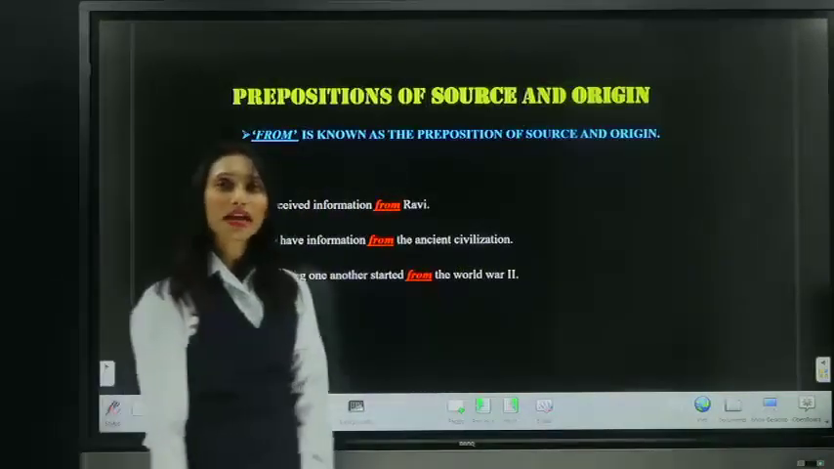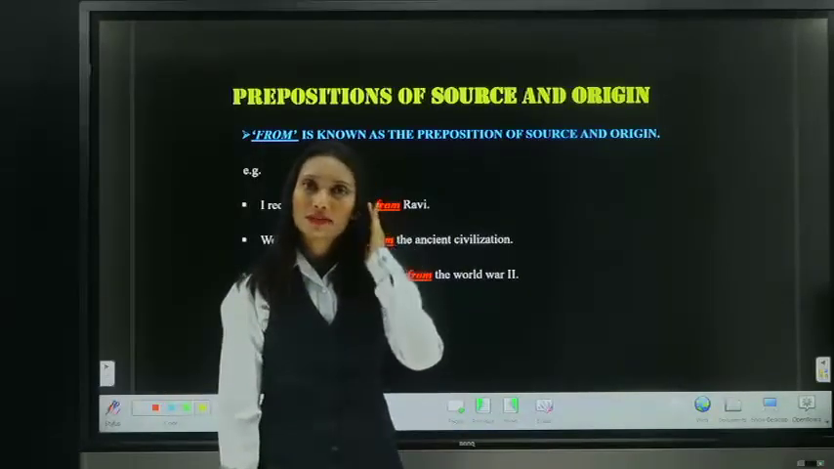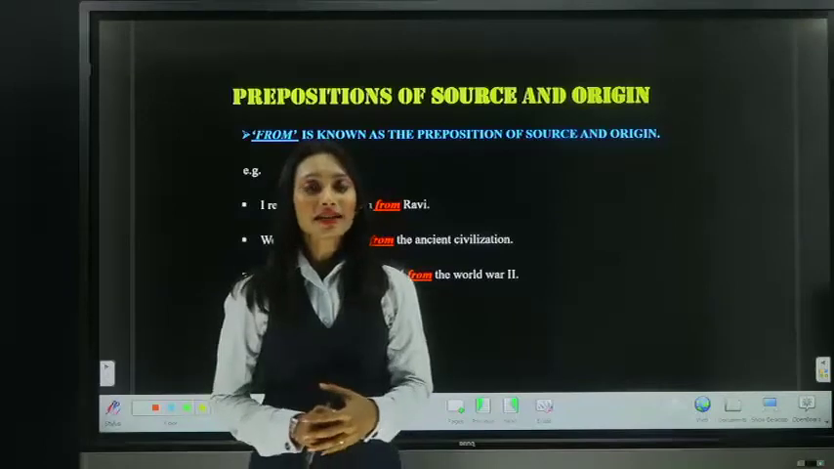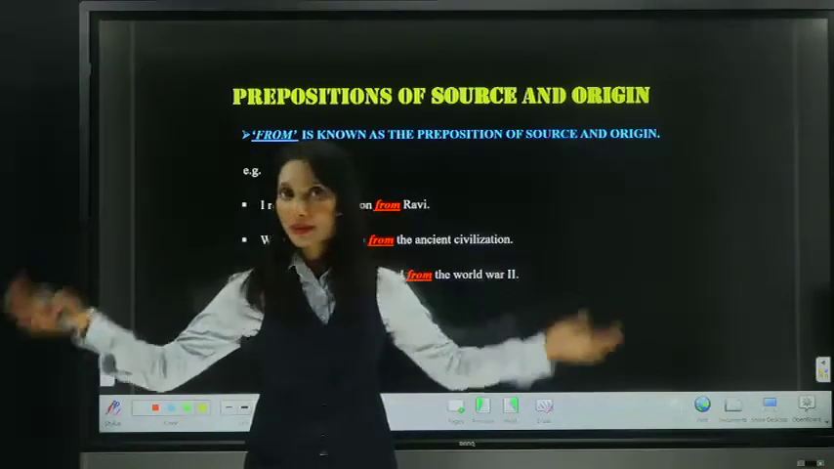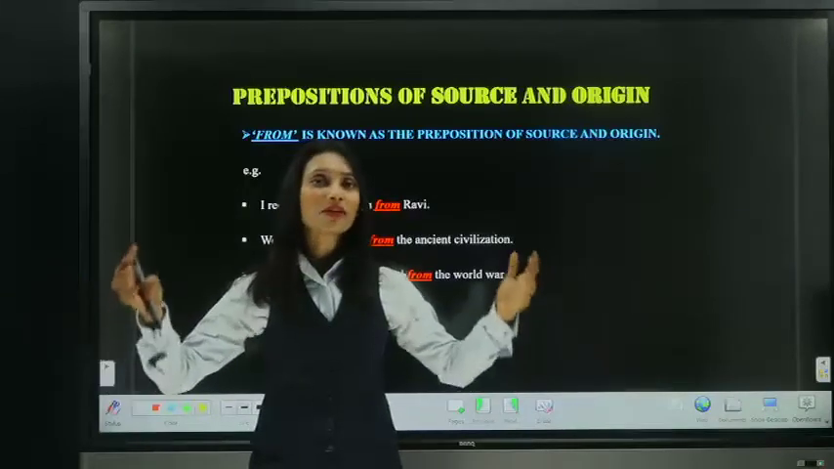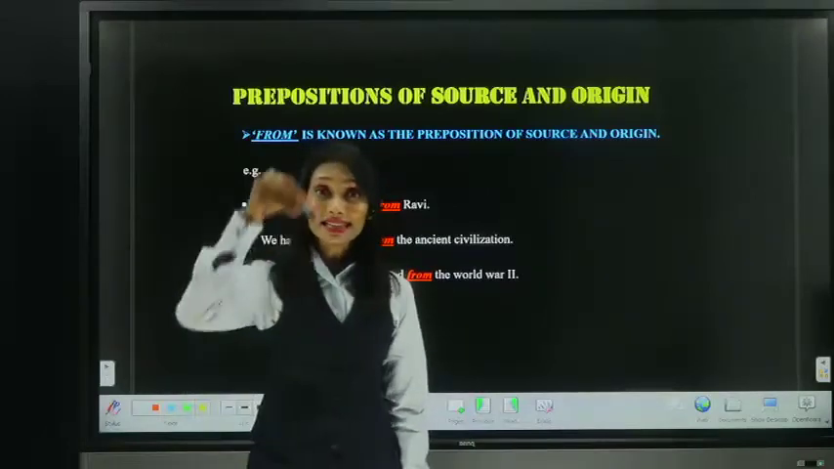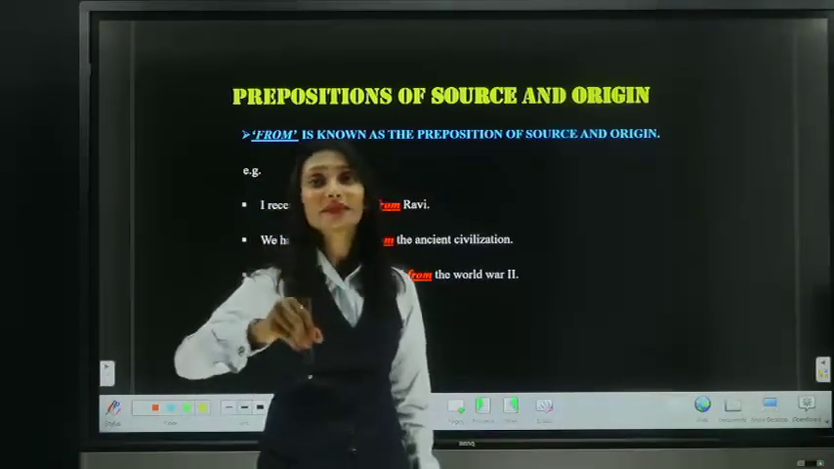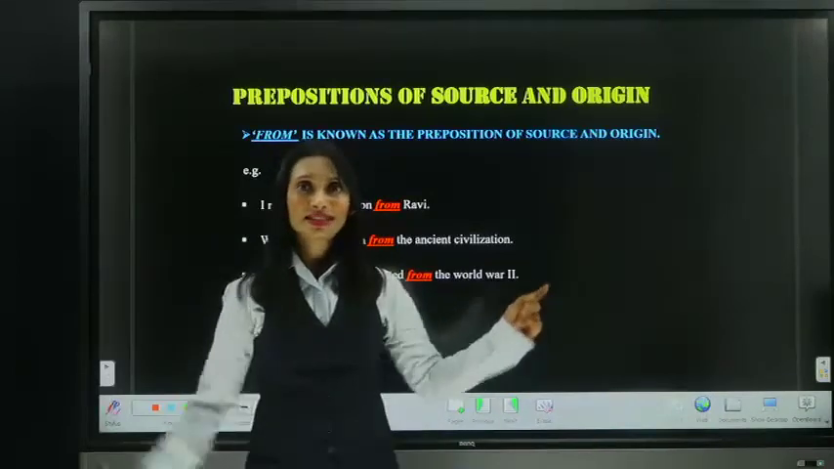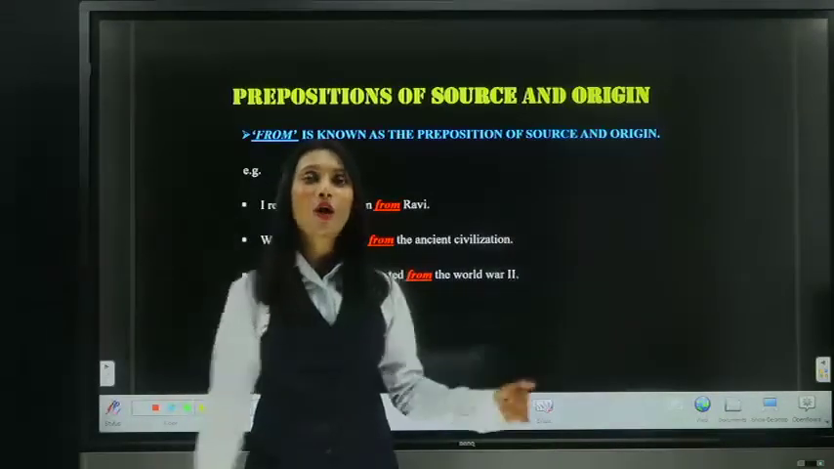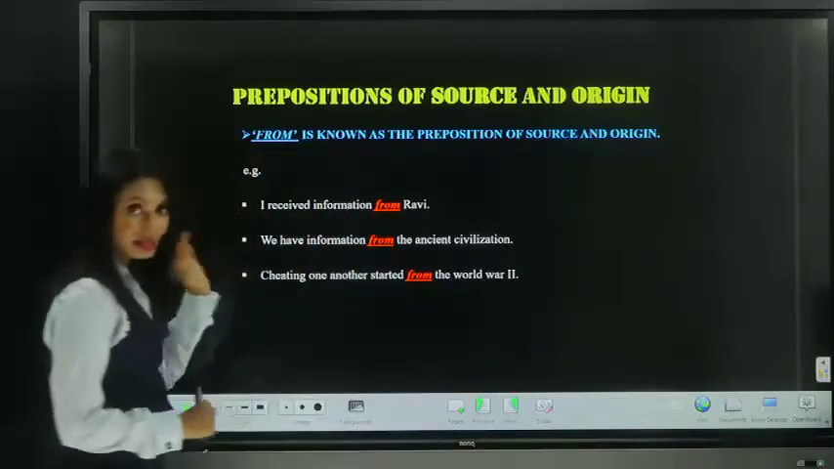Prepositions of source and origin. What is source? What is origin? What is the difference between them? Source is something where the availability of something is in abundance. Origin is the initiation, the starting point, the birth point. Source, the availability of something in abundance. Origin is the starting point, the birth point of something.